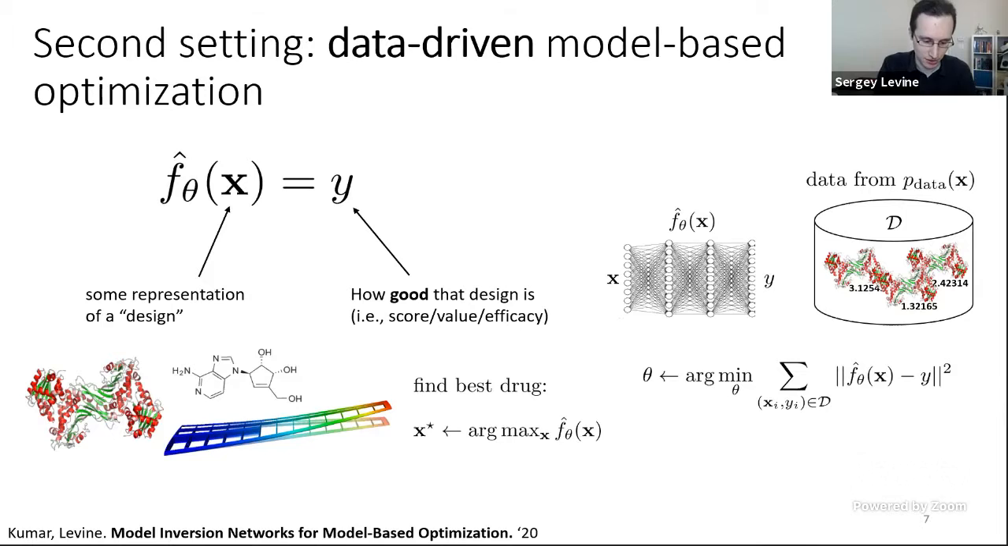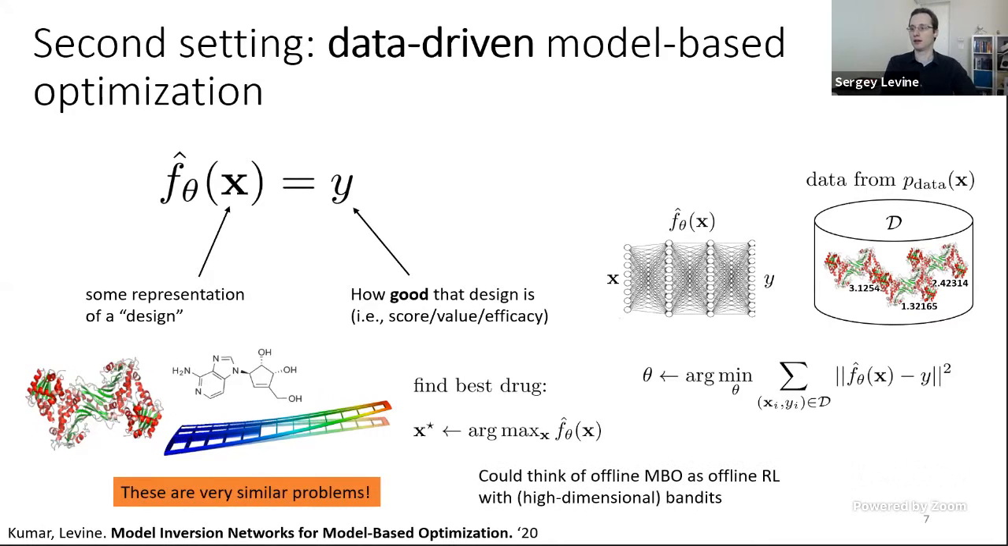Many of you might already be guessing what the connection to reinforcement learning is. If you just replace F with Q and X with A, you're basically in the reinforcement learning setting. So what could possibly go wrong? These are very similar problems, and they share very similar challenges. So you can think of offline model-based optimization as basically offline RL with high-dimensional bandits, right? So, the word bandit is probably the correct way to make that connection.